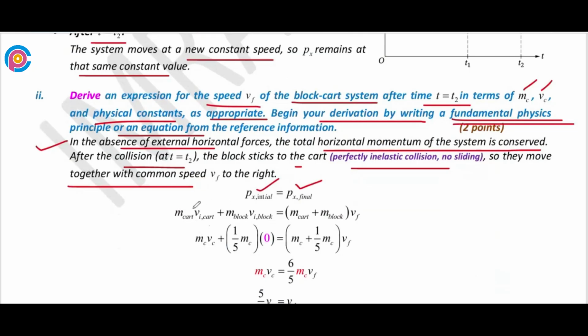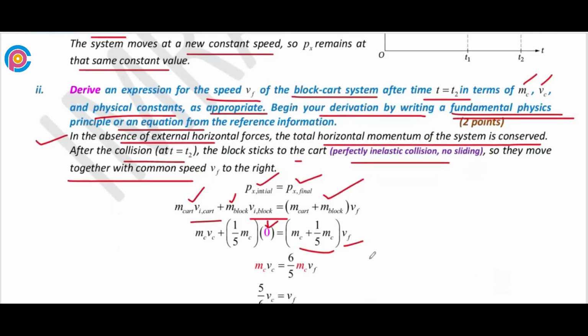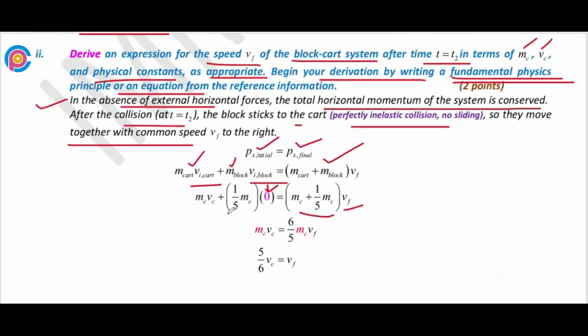Initially there are two different objects, the cart and the block. After they stick, a combined mass is taken. Initially the cart is moving and the block is at rest, so we place its velocity equal to 0. Finally they are combined, so their total mass is taken, and their combined velocity is represented by vf. Now mc cancels from both sides, so the final velocity is equal to 5/6 of vc. So that's the answer of this part.